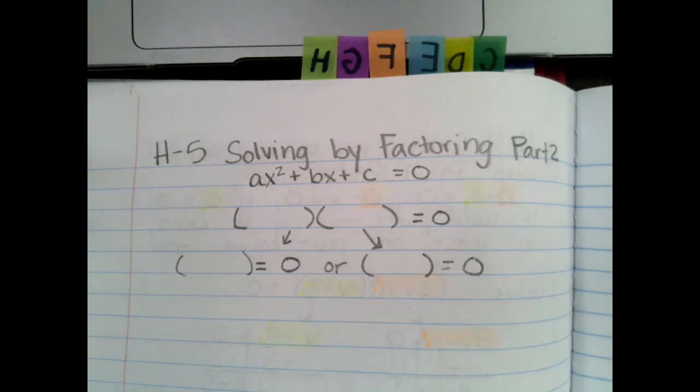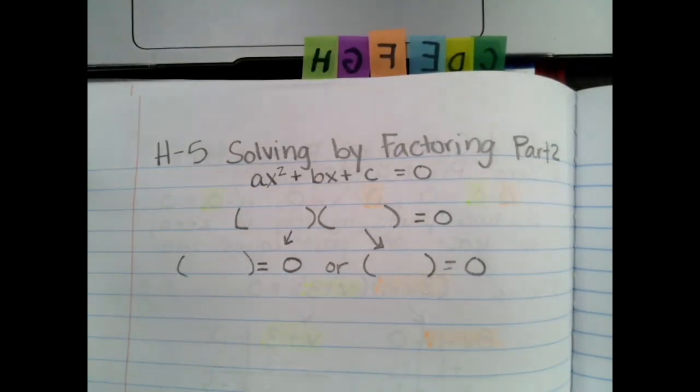First we have ax squared plus bx plus c equals 0. We factor it, so it's two separate parts, or two parts multiplied together. And then we separate those into two separate equations and solve each part.